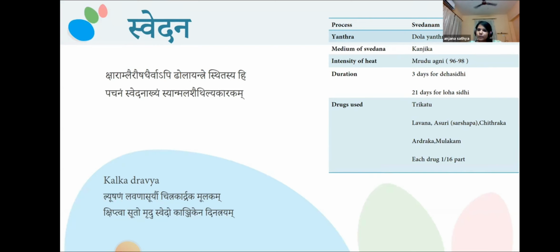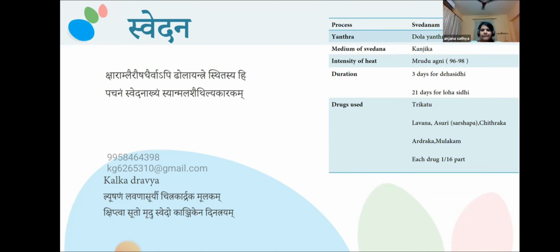And in the table, you can see the Yandra is Dhola Yandra, the process is Svedana, the medium of Svedana is Kanjika, and the intensity of heat. You have to maintain the heat at Mridu Agni. The Mridu Agni will come under 250 degrees Celsius. Though it is mentioned as 98, it may go up to 250 degrees Celsius, Madhyama Agni will go up to 450 degrees Celsius, and Tishna Agni will go up to 600 degrees Celsius.